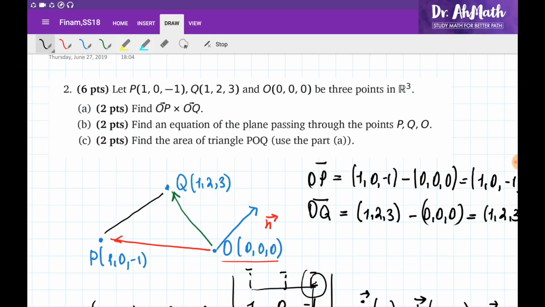When you multiply these t vectors as a cross product, it's going to be a vector. And the norm of this vector is going to tell you the area of the parallelogram, which you can obtain using these t vectors. And the area of this triangle is actually half of the area of the parallelogram.